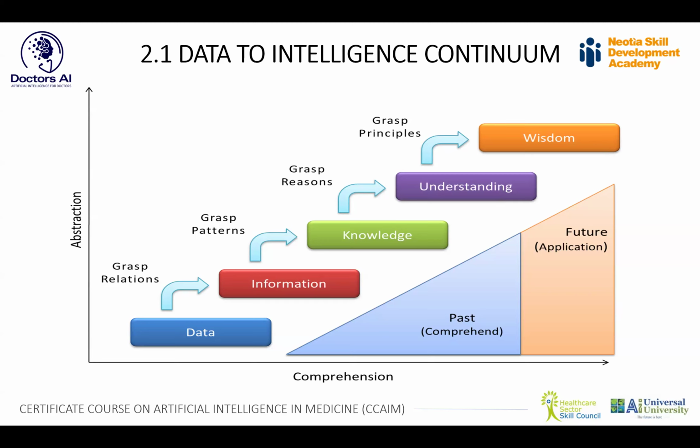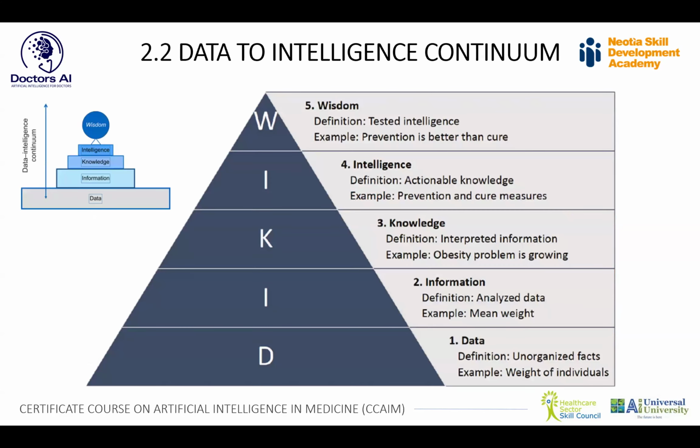So with data, you grasp the relation of the data, you get information. From the information, you pick up the pattern, and that gives you knowledge. From the knowledge, you start reasoning with it to understand it. And with the principles, you gain wisdom. This is exactly how humans become wise, with the knowledge, the data, and the information that we keep getting since our birth. And this is exactly the way we want the AI system to also mature and develop its intelligence, right?